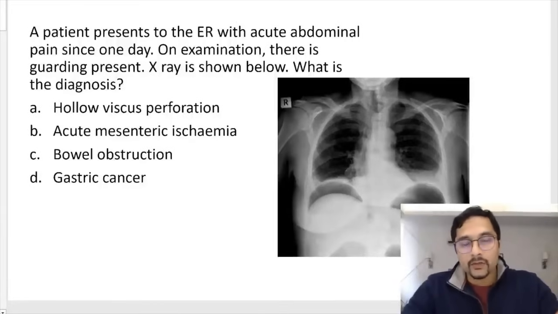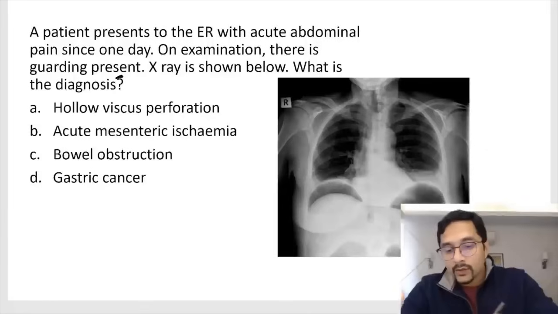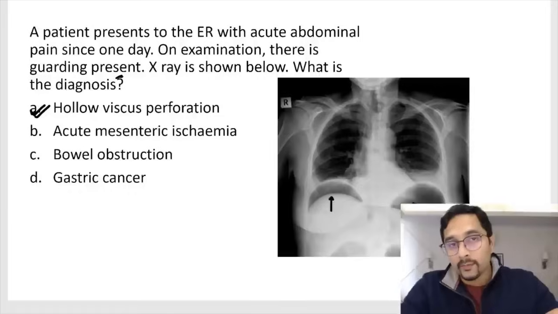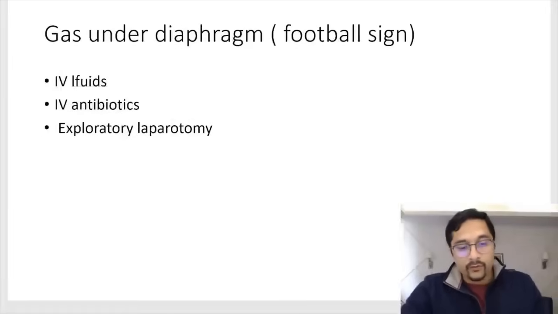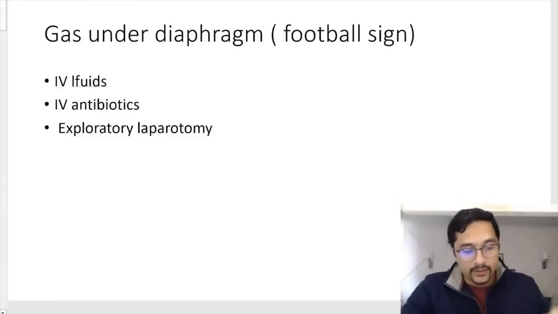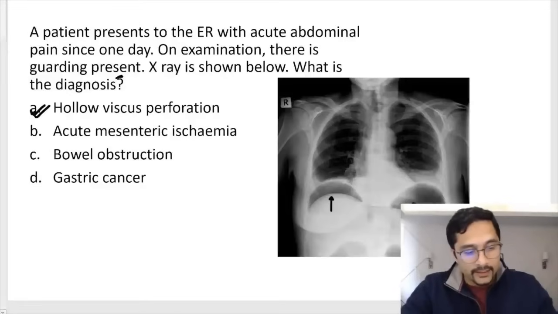A patient comes to the ER with acute abdominal pain since one day. On examination, there is guarding present. Again, signs of peritonitis. You can see gas under diaphragm. And this gas under diaphragm suggests that there is a hollow viscus perforation. Another name for this massive gas under diaphragm is football sign, which was asked in the recent NEET exam.